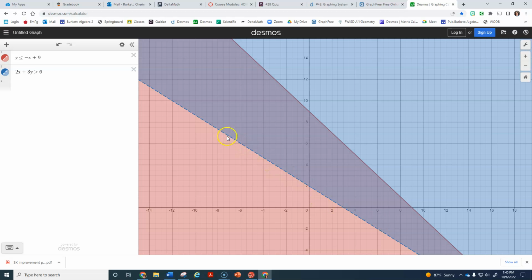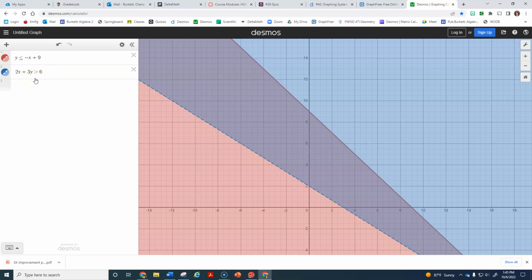Notice that here on the blue one we got a dotted line because this is greater than. We have shading above the line because it's greater than. And any point that is in this blue section right here will make the second inequality true.